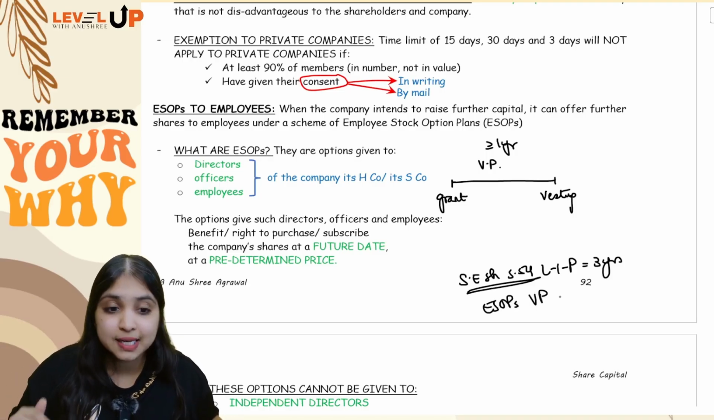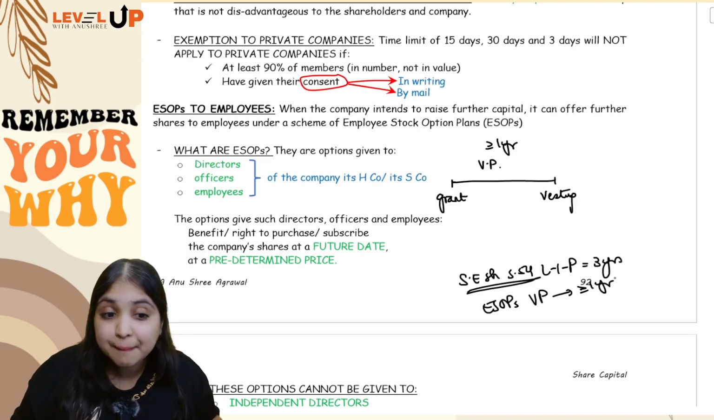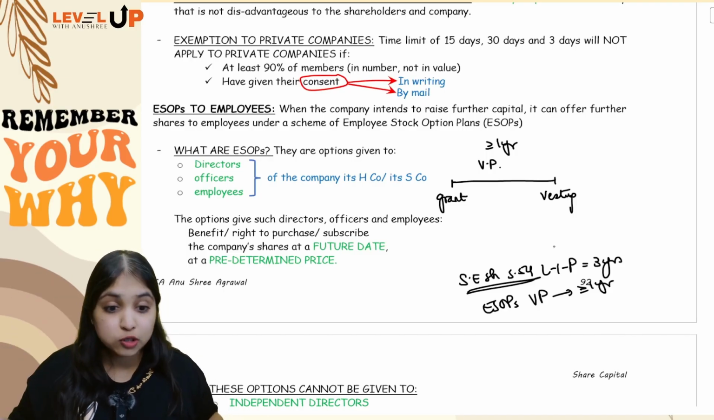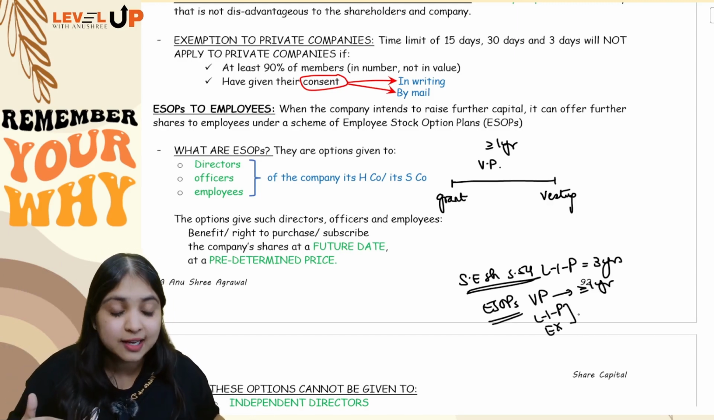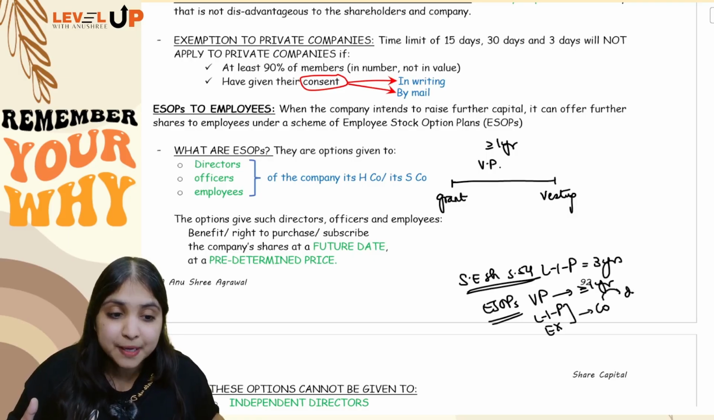Here we have vesting period. Vesting period has to be minimum 1 year. Can be more than 1 year also. In ESOPs, then what is the lock-in period? Lock-in period, exercise period and all this, the Companies Act is silent. All these things we're telling the company, you decide.